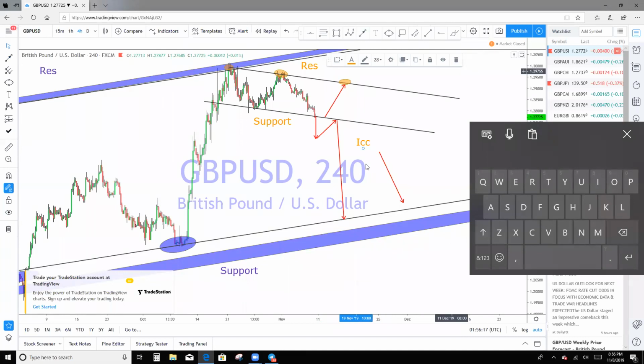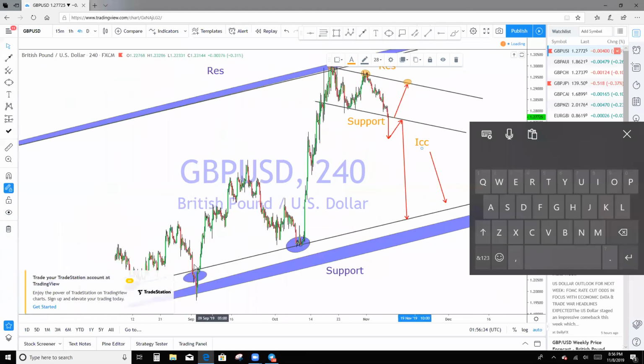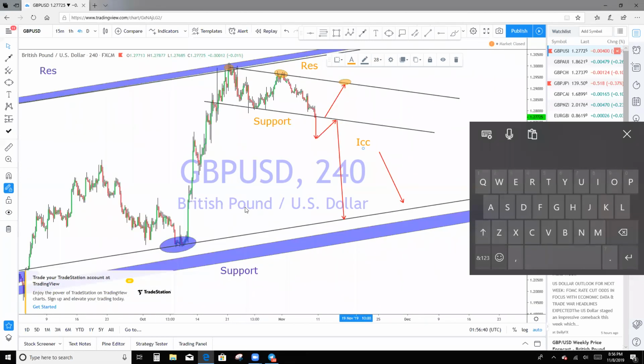So those are the ICC rules. Impulse, correction, continuation. Write them down if you don't have them. They're very important. This is always going to happen. That's how you can clearly identify a trend. Think about it. A clear trend, impulse, it corrects itself and it continues. It doesn't matter how you look at the market. It's always going to happen. It is what it is.